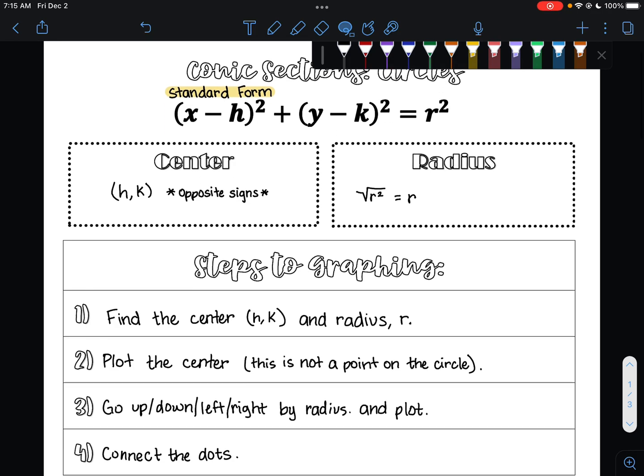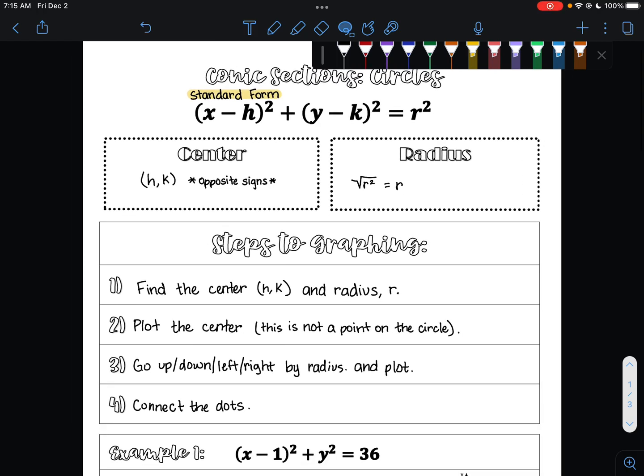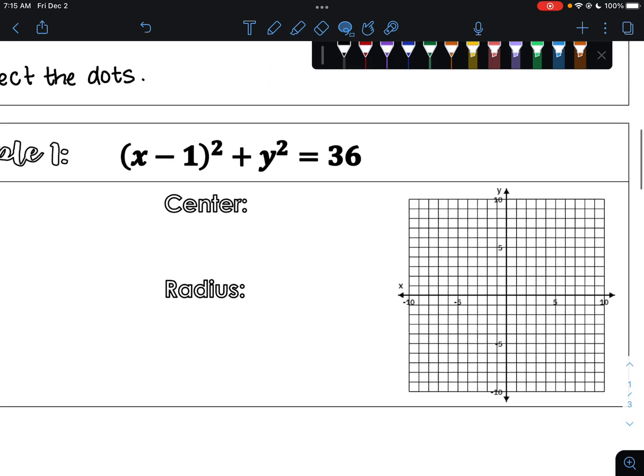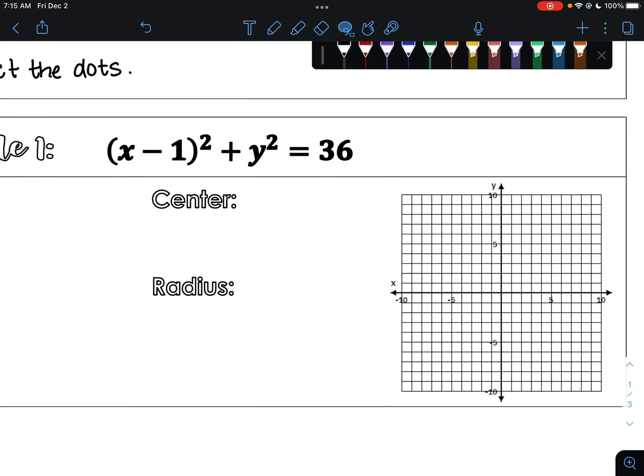I do have some steps here to help you graph. So if you need to pause the video so you can write that, go ahead and do so now. I will talk about these steps when we get into the examples. So we want to graph this equation. In order to graph it, first we need to find the center and the radius.